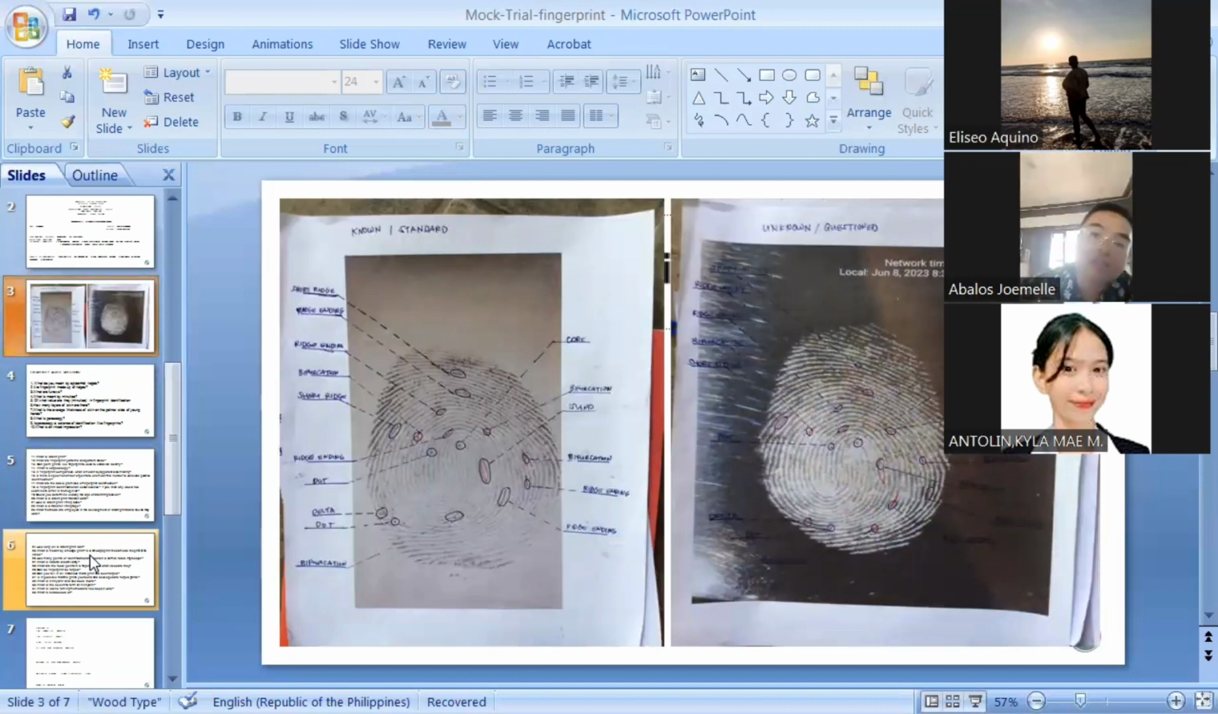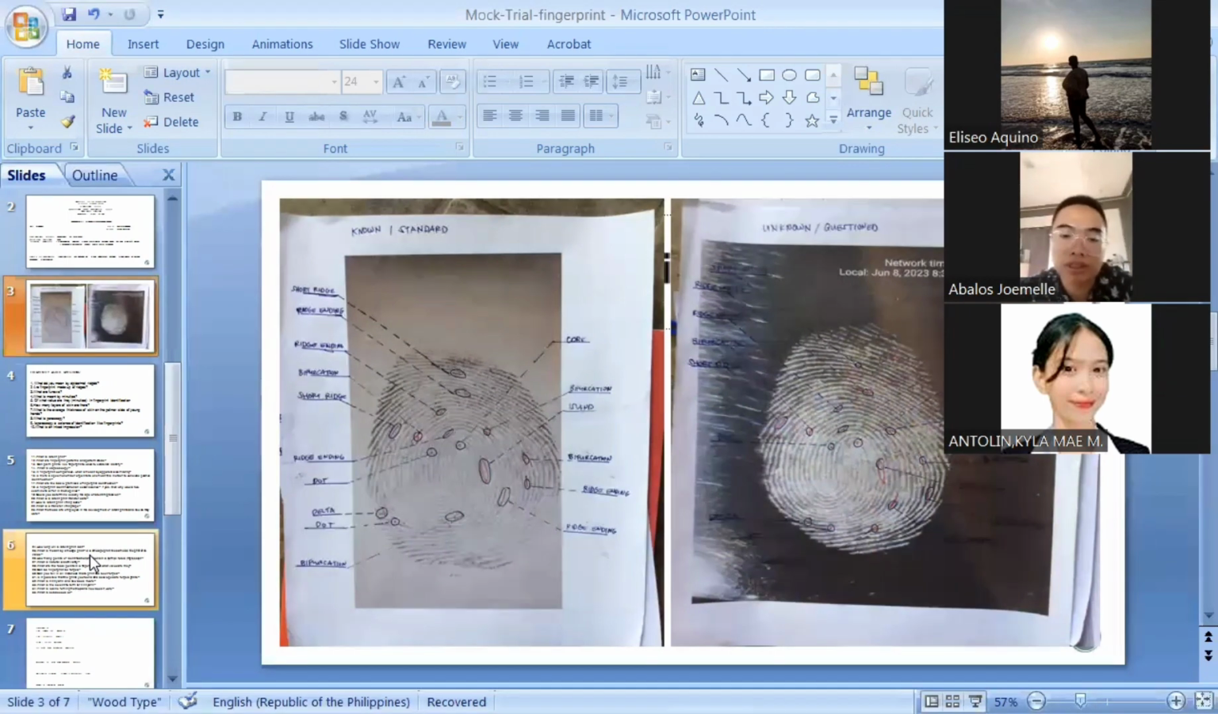So as we can see, the similarity of latent print and print impression, we can see here that it has a bifurcation, or a forking of the ridges, an island known as a short ridge, another bifurcation, again a forking of ridges, and a ridge ending, which is the termination of the ridge.